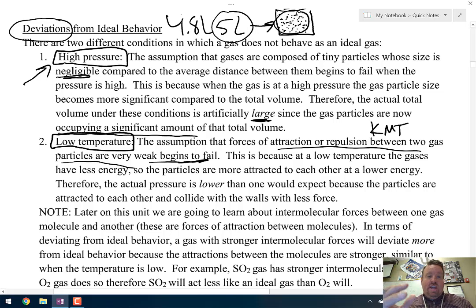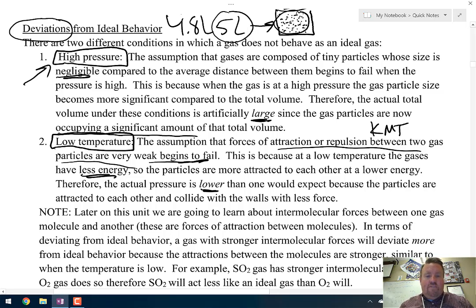And again, just like out in the ocean, when the water evaporates, when it's nice and warm, and the water turns into gas, and then as it comes inland and rises up into the sky, it cools off, it loses energy. And as it loses energy, it's more likely to join with other water molecules and turn into rain. So at lower temperature, the gas particles have less energy, so the particles are more attracted to each other at that lower energy. Again, just like water. And so therefore, the actual pressure is lower than one would expect.